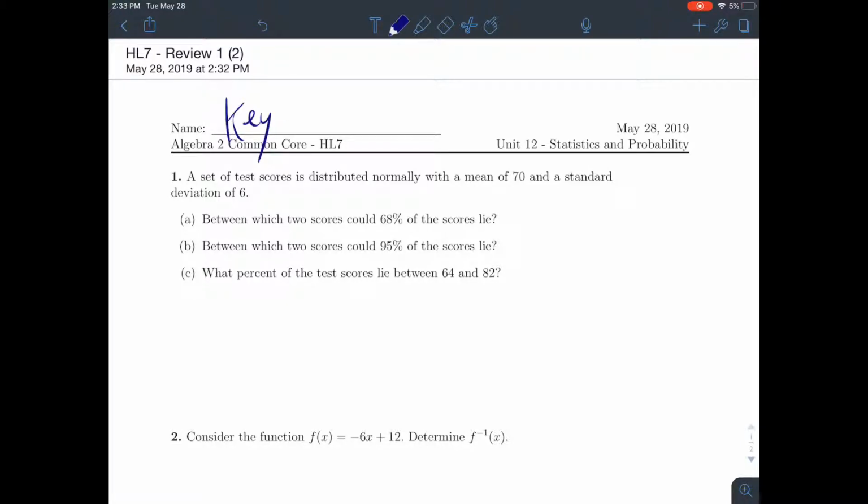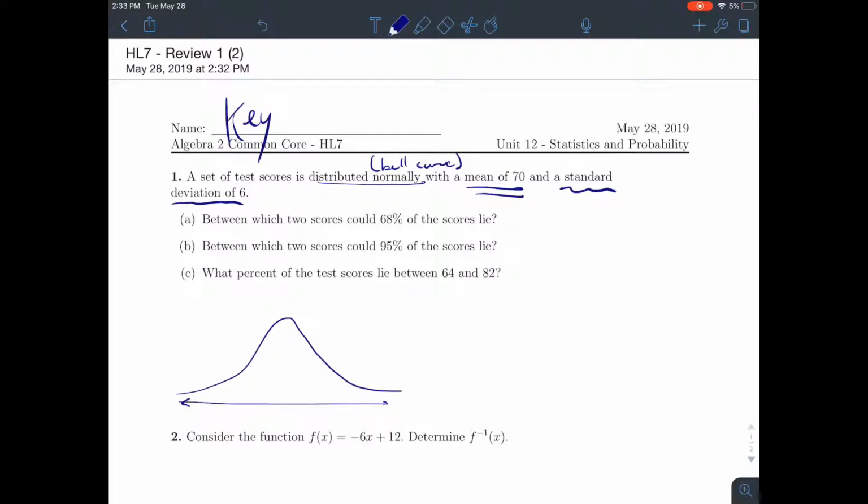For the first one, a set of test scores is distributed normally. That means a bell curve with a mean of 70 and a standard deviation of 6. Whenever I see these problems, my instinct is to sketch a picture of our normal distribution. So we've got our bell curve, perfectly symmetrical, right? Well, not really, but that's the best I can do.